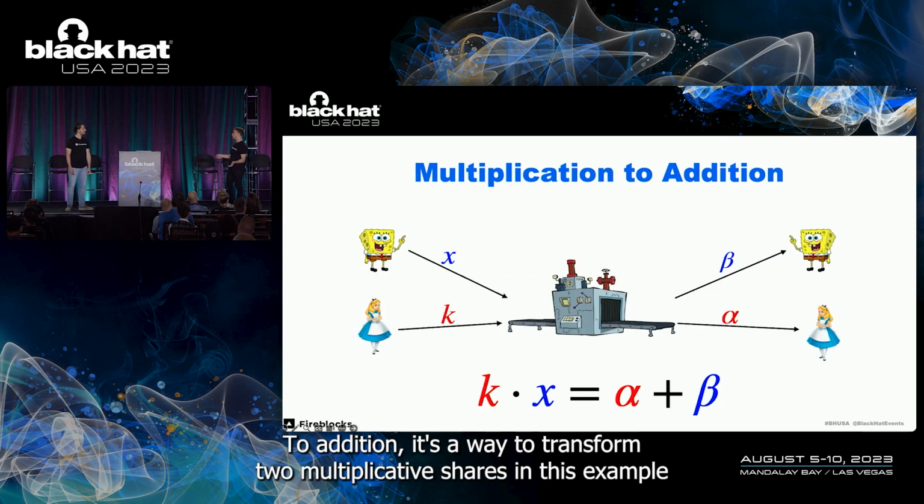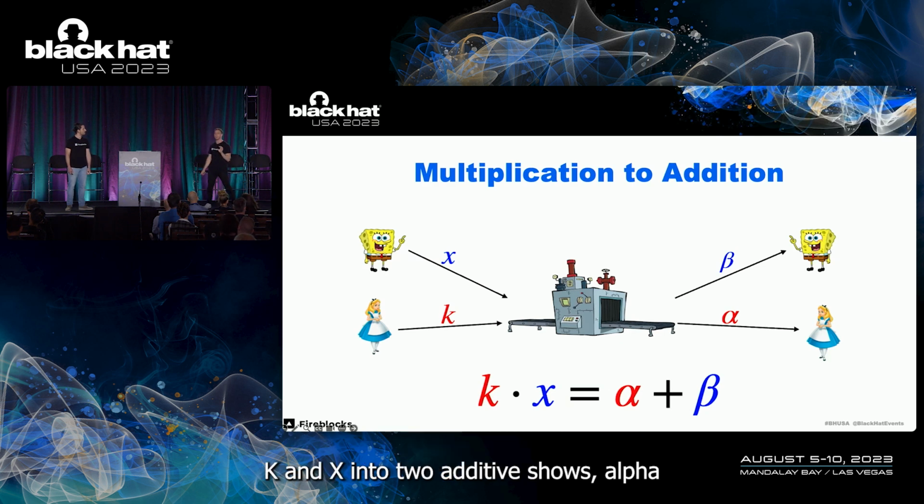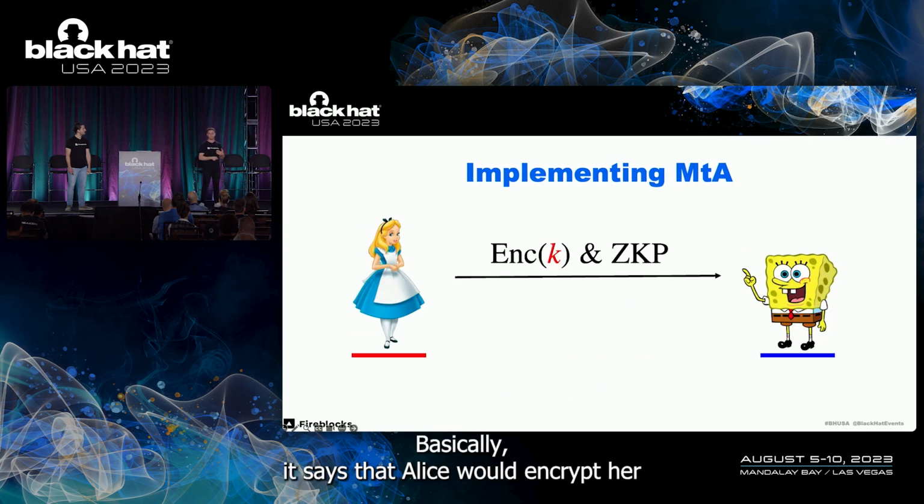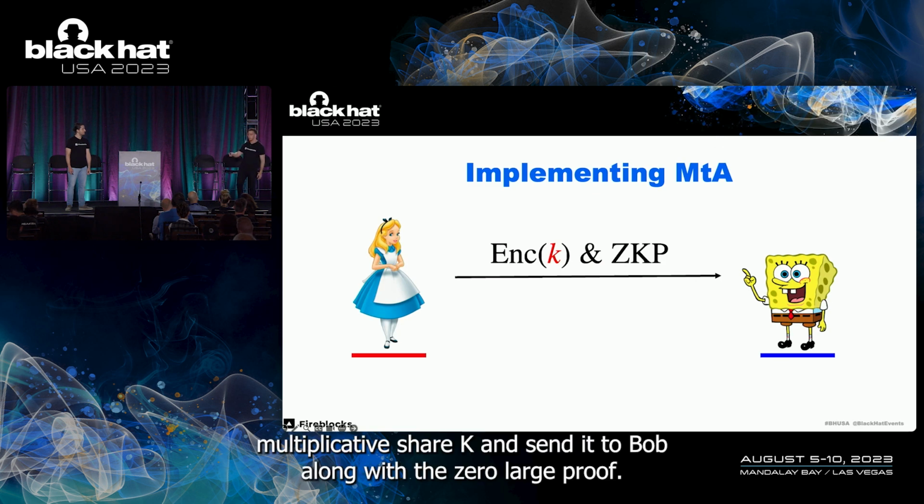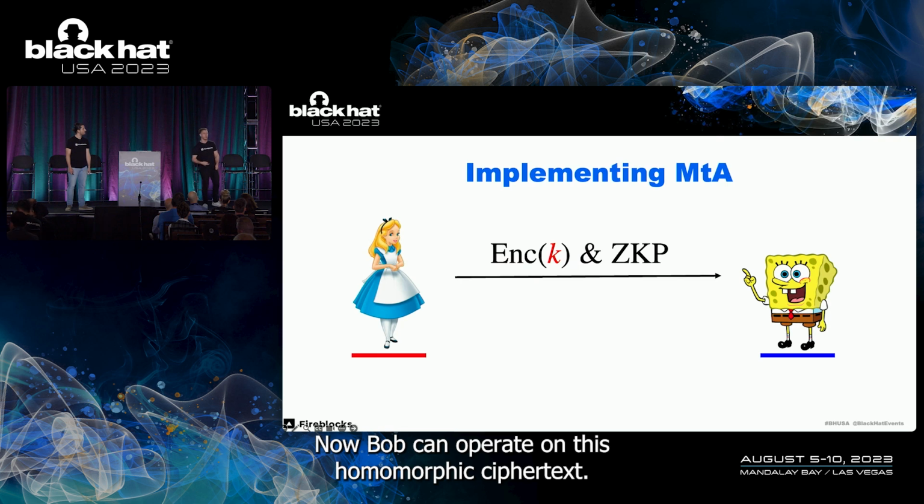What is multiplication to addition? It's a way to transform two multiplicative shares, in this example k and x, into two additive shares, alpha and beta, where this equation holds. So how does the paper say to do this? Basically, it says that Alice would encrypt her multiplicative share, k, and send it to Bob along with the zero-knowledge proof. Now Bob can operate on this homomorphic ciphertext.